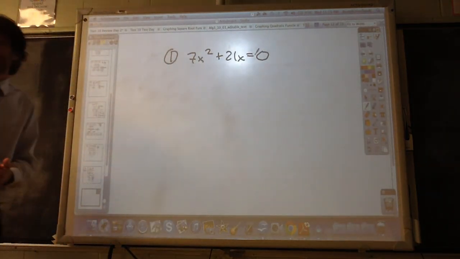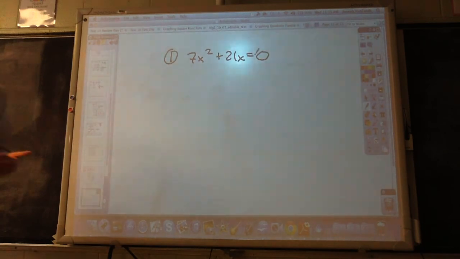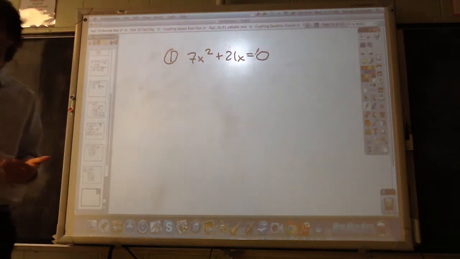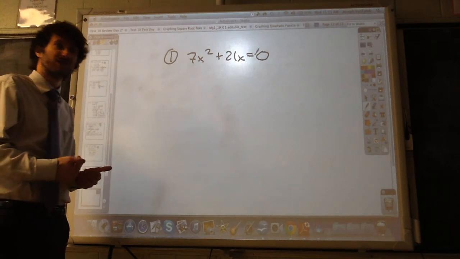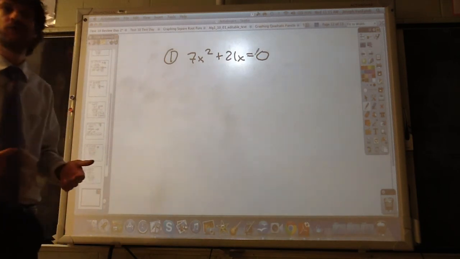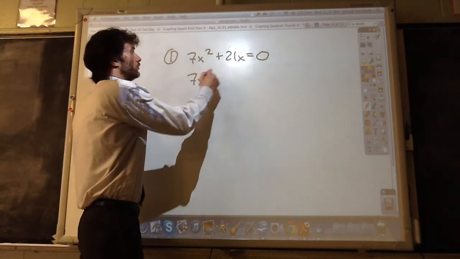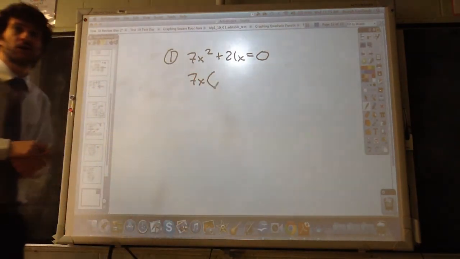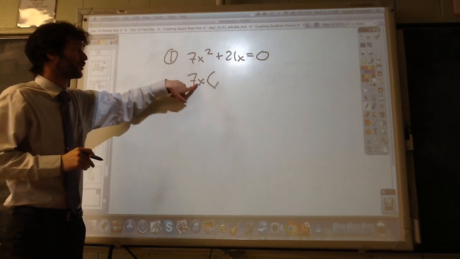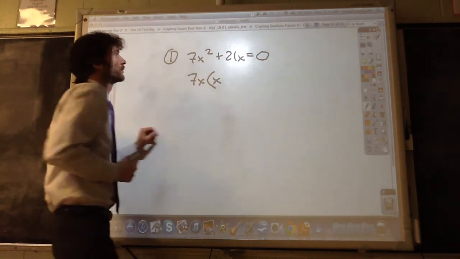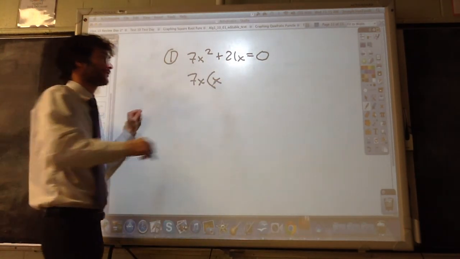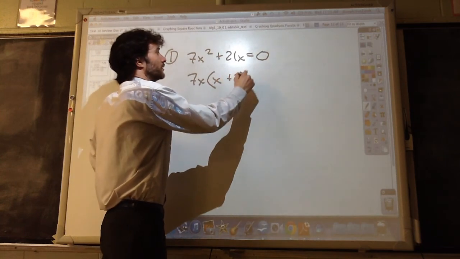It's already equal to 0, so go down the checklist. Is there a GCF? Yes. Definitely. What is the GCF? 7x. The x is more important than the 7. So don't forget to pull out the 7 and the x. You write those, and then you put back the leftovers. 7x squared, take away 7x is just x. 21x divided by 7x is a 3.